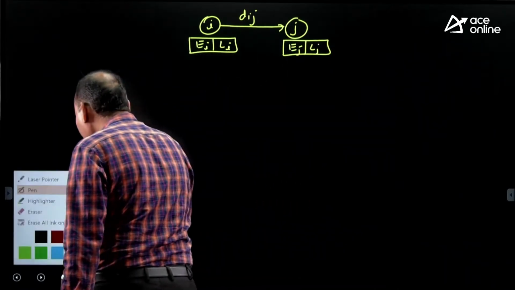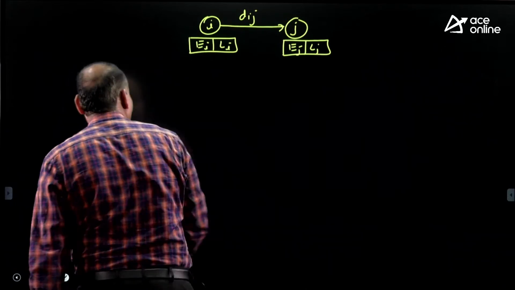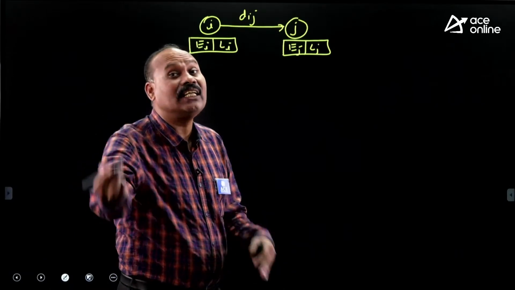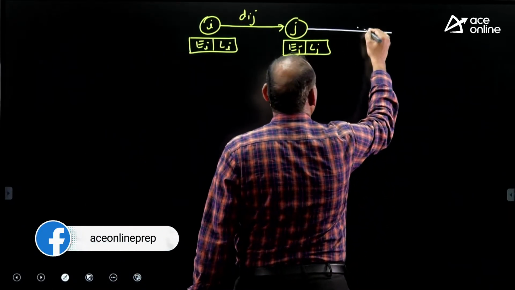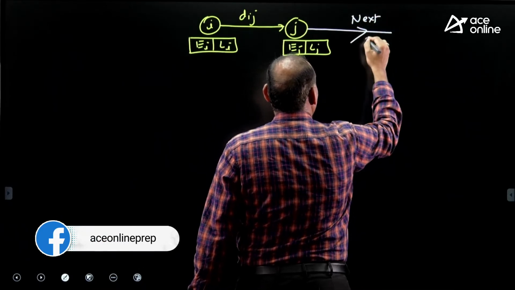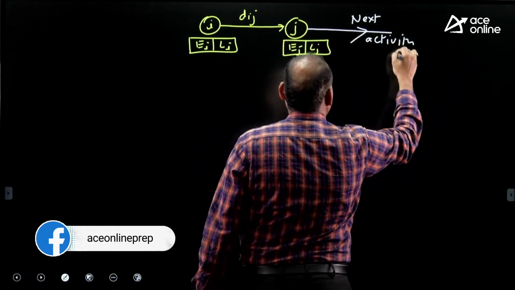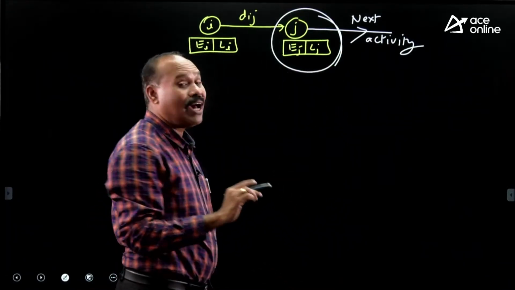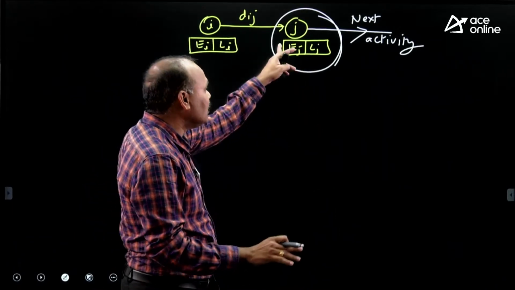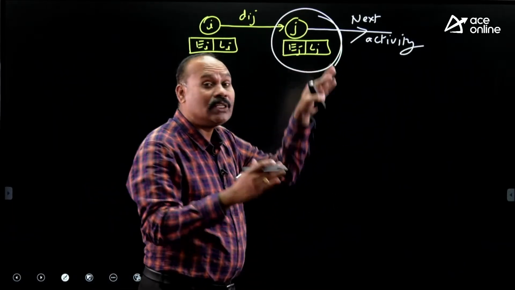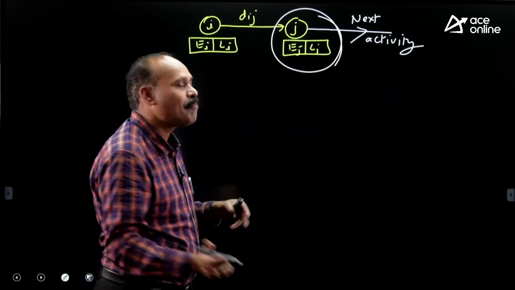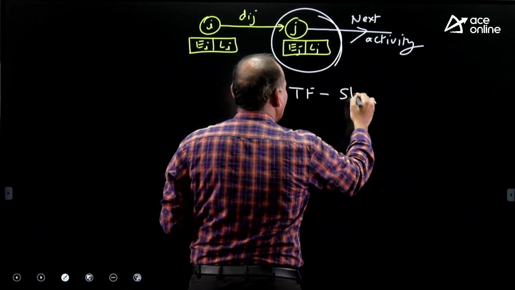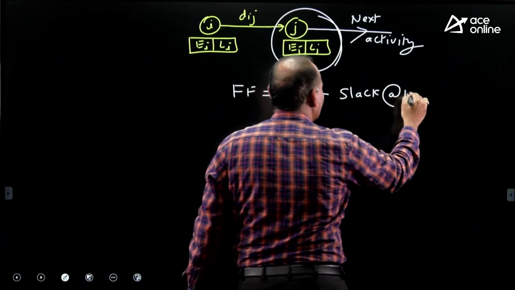So according to the definition of free float, what is free float? Permissible delay for a particular activity without affecting succeeding activity or next activity. So where will you get the next activity? J side. So without affecting the next activity means these J values we have to keep as they are. If you change J values, automatically what will happen? Next activity starting values are changing. So simple. So free float is equal to total float minus slack at head event.